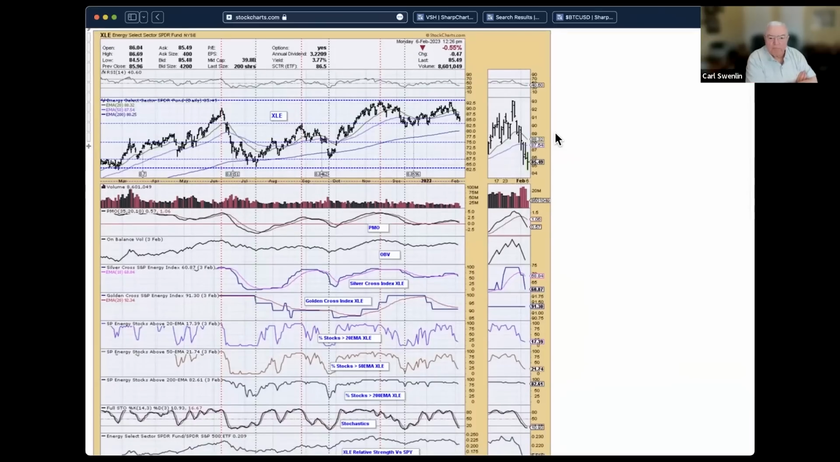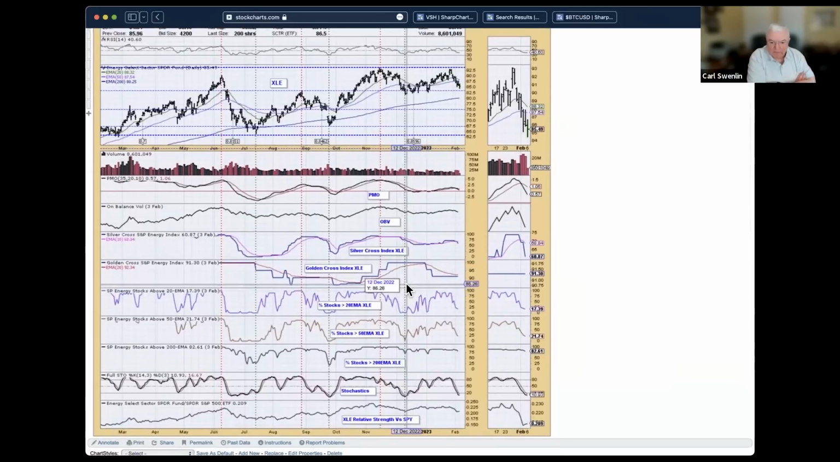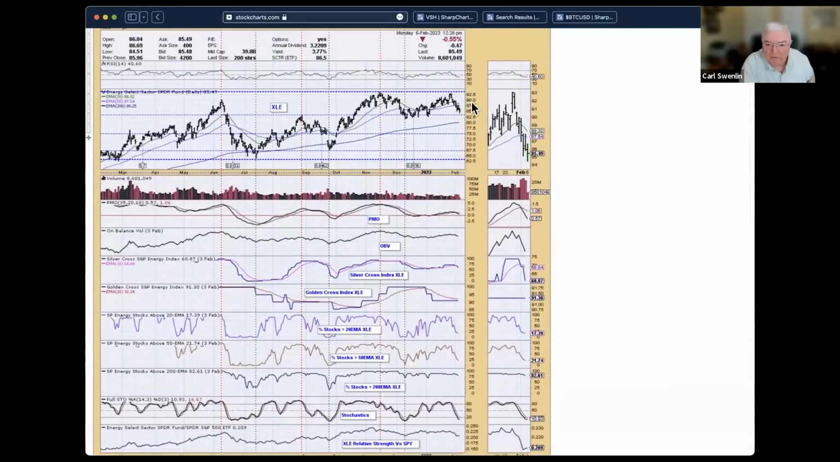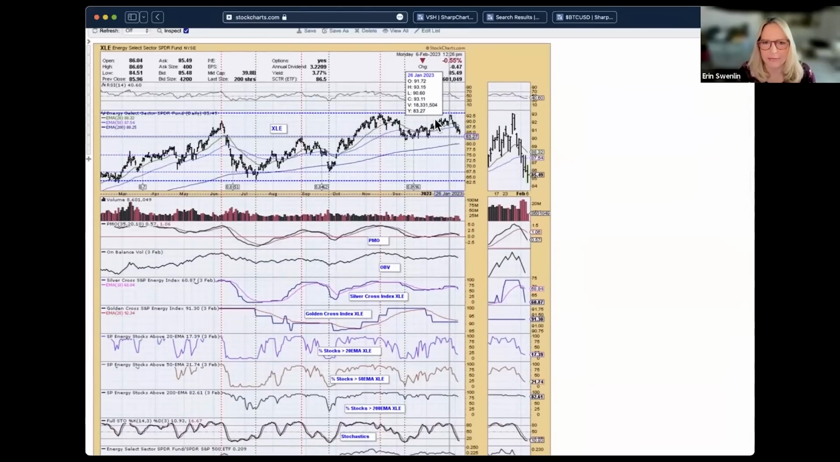So I wanted to point out we've got a double top in price. I mean, it's almost an equal double top. And if you look at the PMO, we've got a major negative divergence on those two tops. And same with the OBV, same with the Silver Cross. Golden Cross is too slow to really react there, but the negative divergence is all over the place. So it's not looking good. Definitely something you can consider.